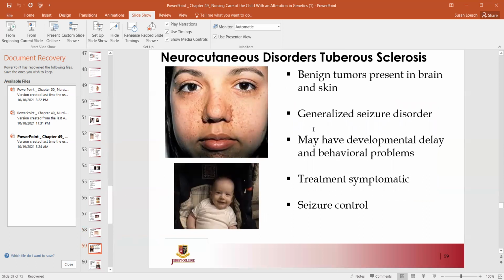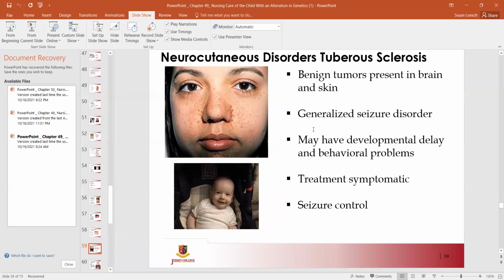So here you see a neurocutaneous disorder called tuberous sclerosis. Okay, and these benign tumors are present in the brain and on the skin. They often are involving the heart, the lung, the kidneys, the bones, the eyes. These patients can have generalized seizure disorders, developmental delay problems, and it's usually evident in childhood. Also, they can have severe intellectual disabilities.